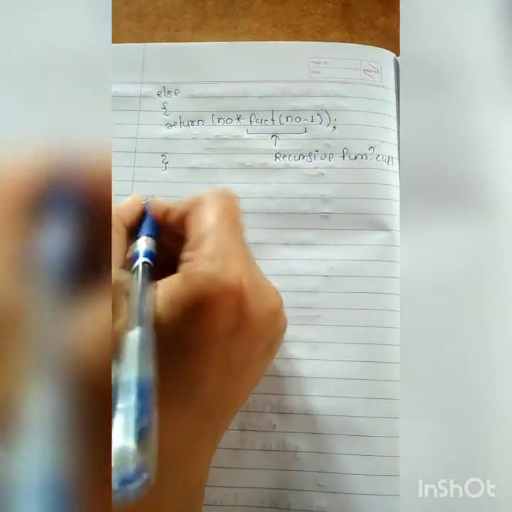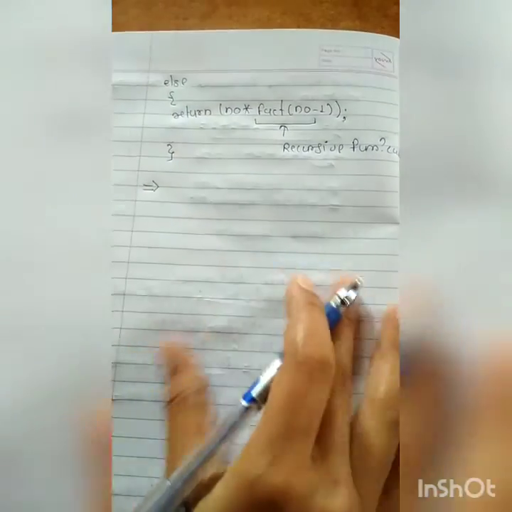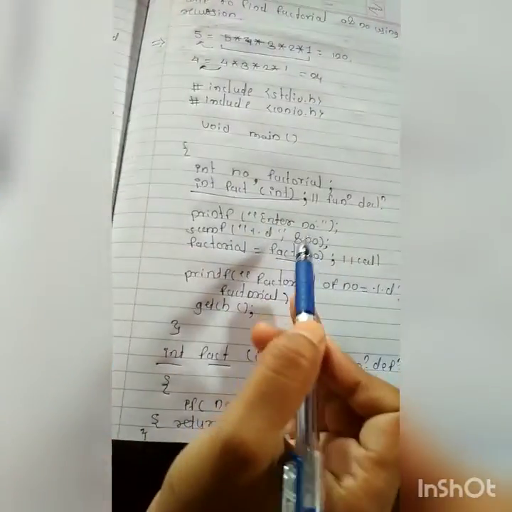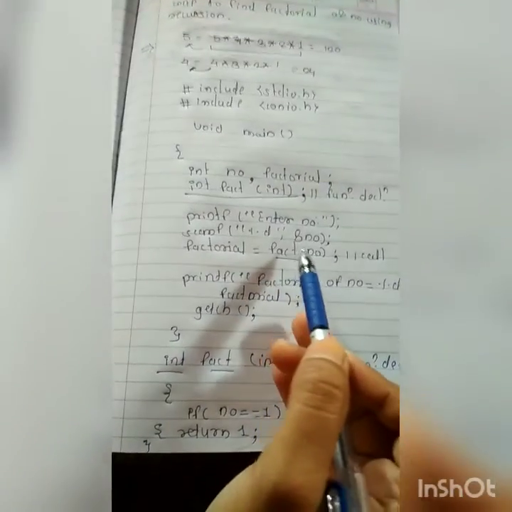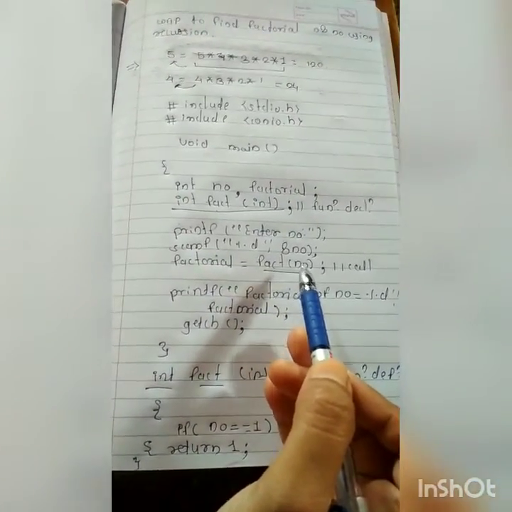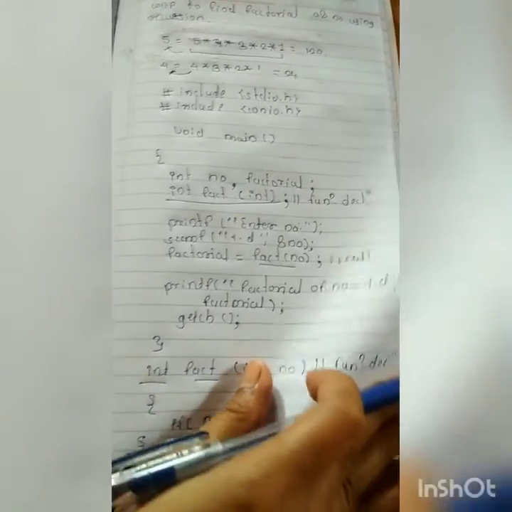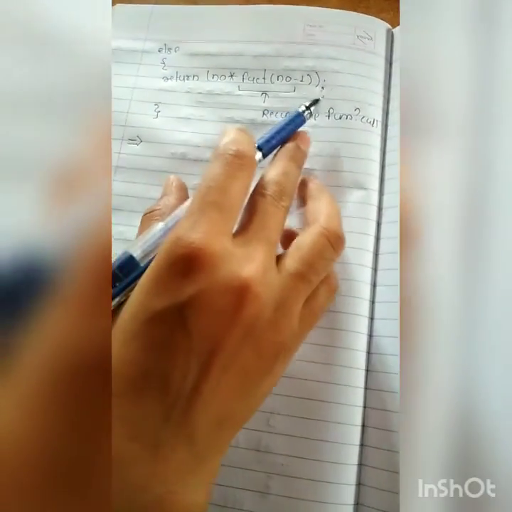In this example, the number is passed to the factor function to find the factorial. If the value of number received by the function is equal to 1, then it returns 1. Otherwise, it returns number into fact of number minus 1.